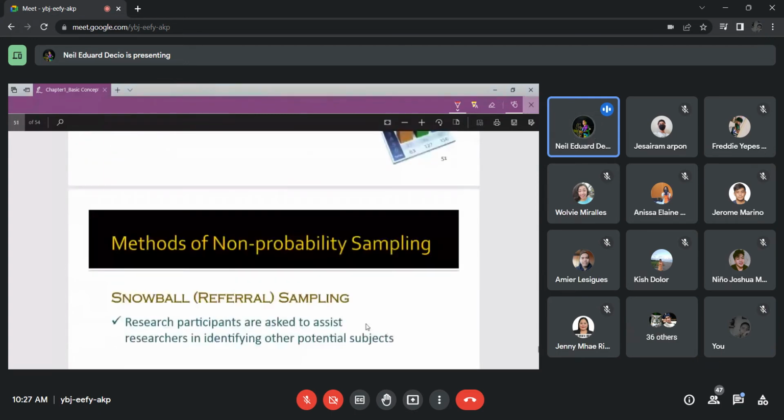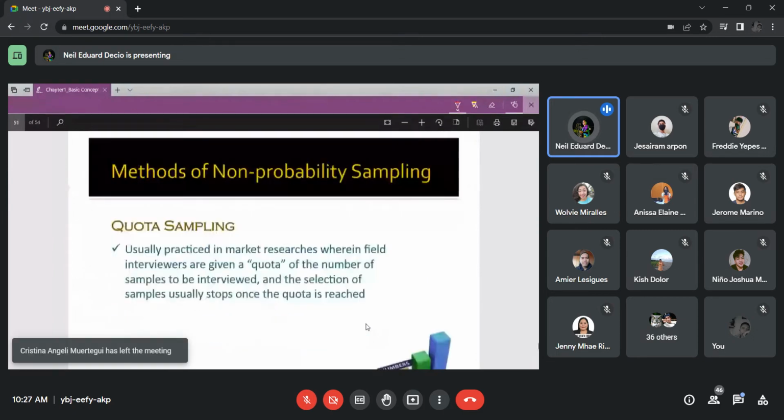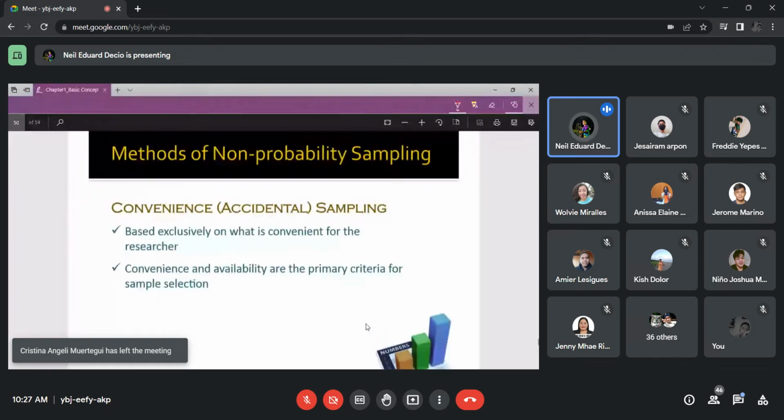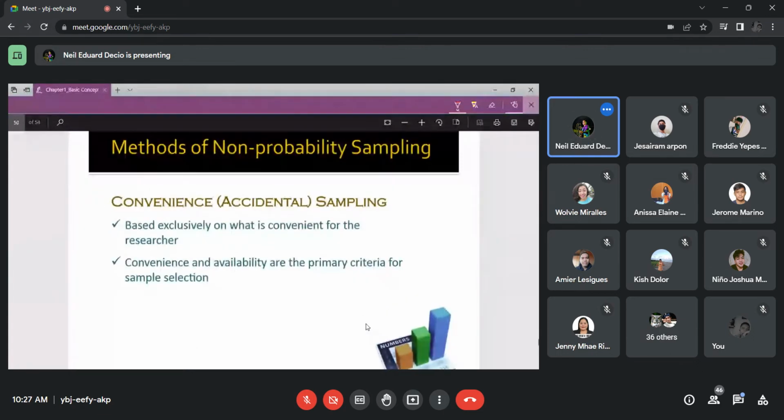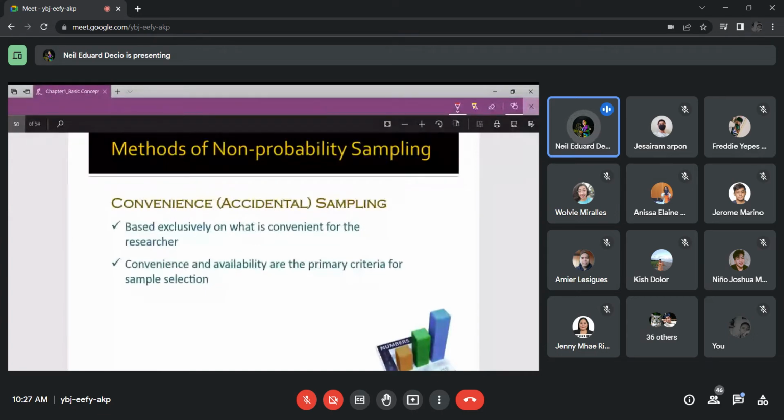Convenience, or accidental sampling, is based on the researcher's convenience in looking for samples. Whatever is available, that's the one you use. Right? Because you don't want to be hassled, you want it convenient. Then when you say accidental sampling, that is based on the chances of meeting some respondents.